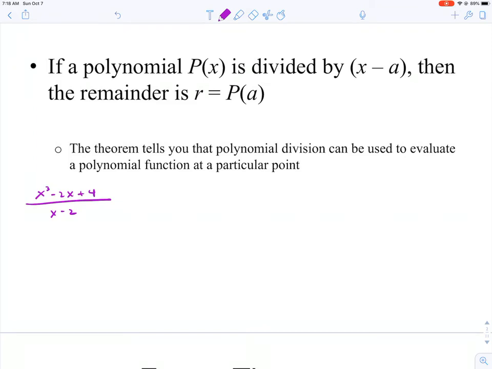And we could use synthetic division to find that quotient. And we can use synthetic because we're dividing by x minus 2, which is in the form x minus a. So using my placeholder, I bring the 1 down. 1 times 2 is 2, add straight down. 2 times 2 is 4. Okay, so we end up with our remainder being 8.